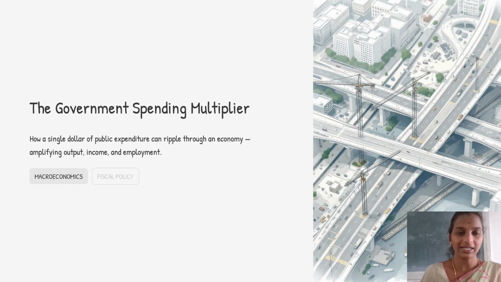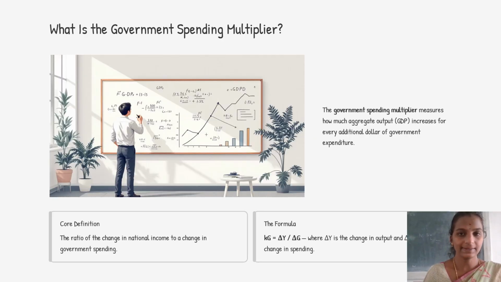In advanced macroeconomics, I am going to explain the government expenditure multiplier. Here, how the economy amplifies its output, income, and employment through government spending is explained. So, what is the government expenditure multiplier? It measures how much aggregate output increases for every additional rupee of government expenditure. The definition is the ratio of change in national income to change in government expenditure.